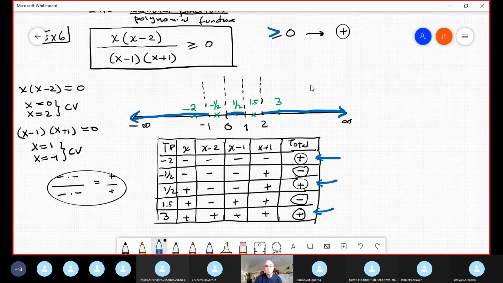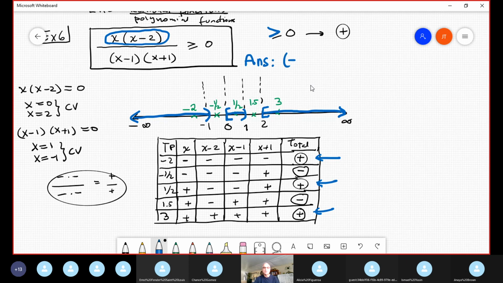And the blue interval is the solution for the inequality part. But what happened with the equation part? The equation part includes the 0, the critical value, of the top part, which is 0 and 2. And never the 0 of the bottom part because it's undefined. Remember, division by 0 is undefined, therefore it's no solution. So in 0, we have bracket, included. In 2, we have bracket, included. But in 1 and -1, no bracket, parenthesis.